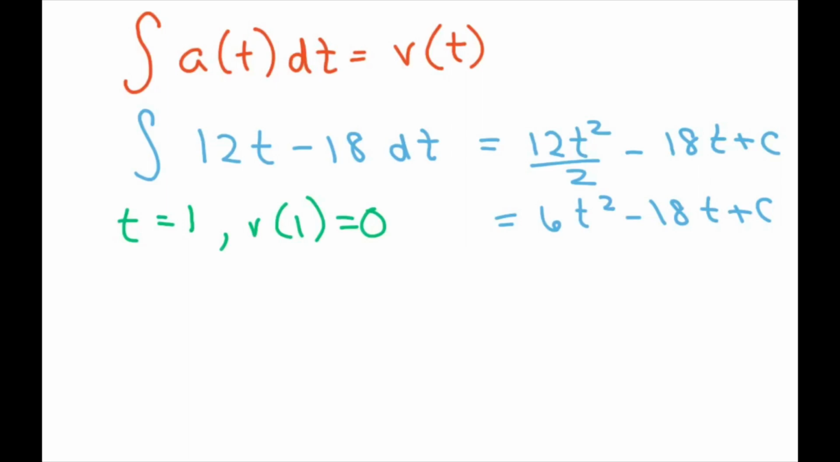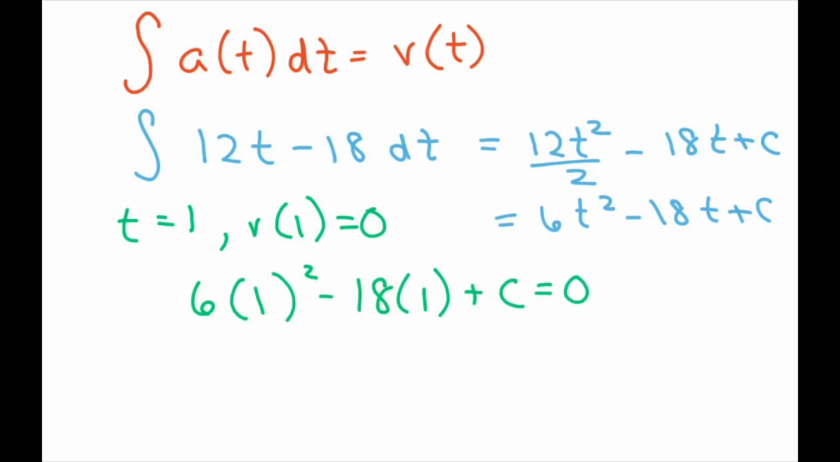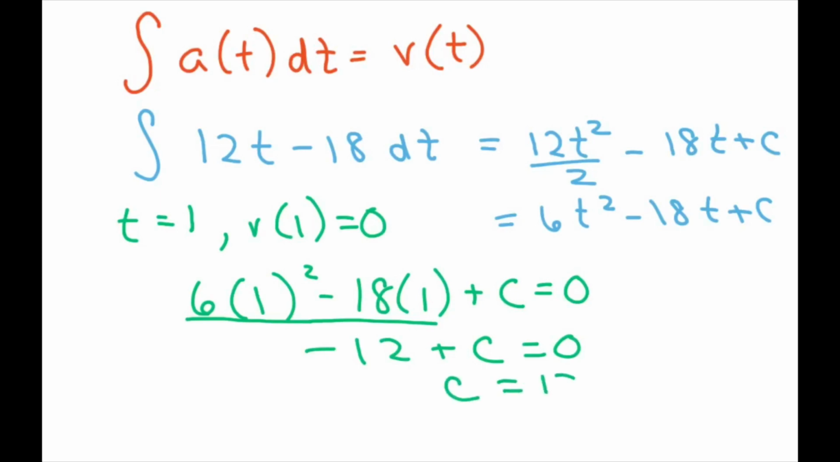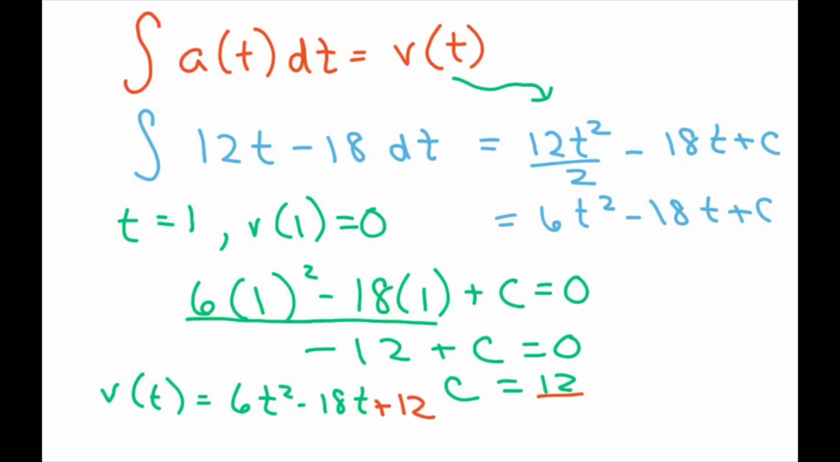So we can solve for c. We're going to plug in 1 and set it to 0. So 6 times 1 squared minus 18 times 1 plus c equals 0. This is going to be 6 minus 18, which is negative 12, plus c equals 0. So c equals 12. Therefore, the velocity of the particle is going to be 6t squared minus 18t, now plug in your c, plus 12.